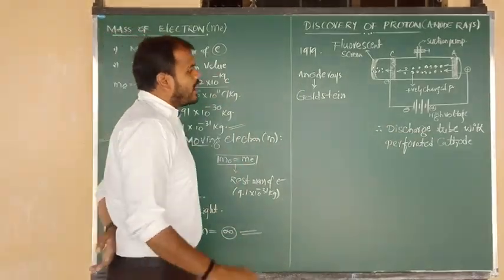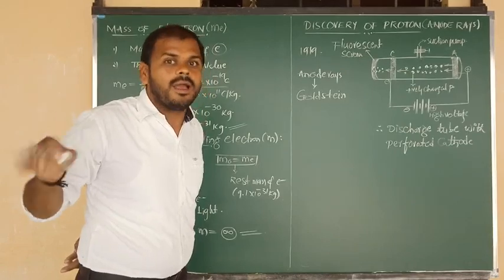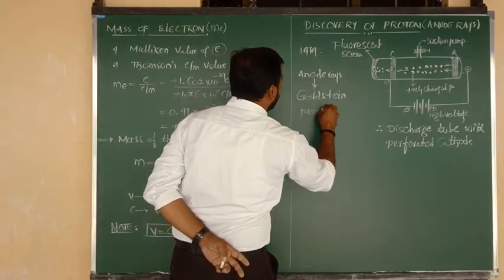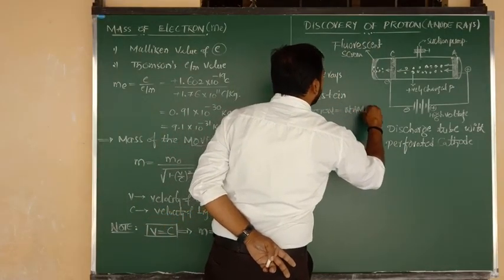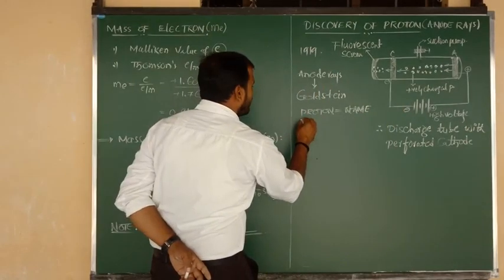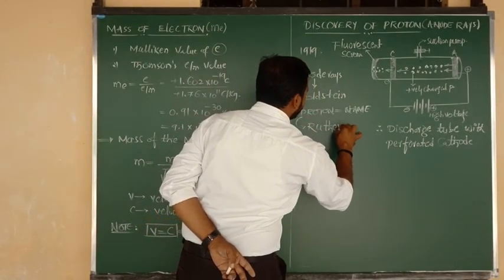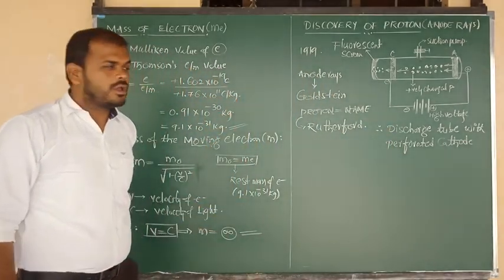Yes, very good. And one more thing. The name electron was given by whom? Stoney. But the name proton was proposed by the scientist Rutherford. Who is the scientist? Rutherford. You have to be focused on it a lot.